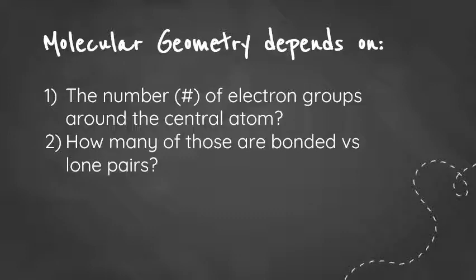So in review, molecular geometry depends on 2 things. First, the number of electron groups around the central atom. And for that, we mean both bonds and lone pairs, so our total number of electron groups. And then lastly, we want to know what the ratio is. So how many of those are bonded versus lone pairs?